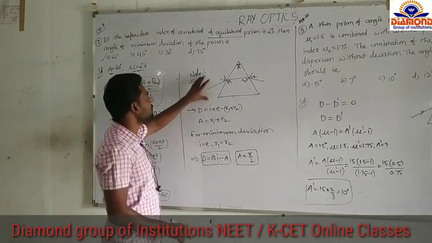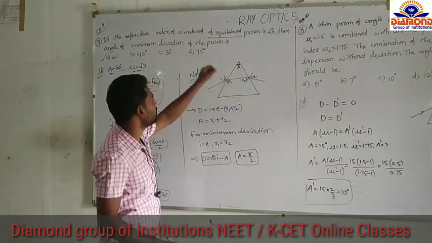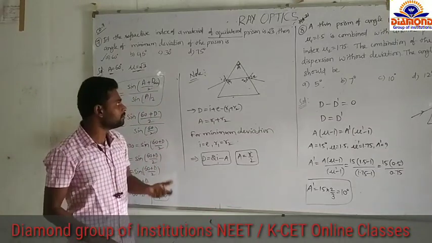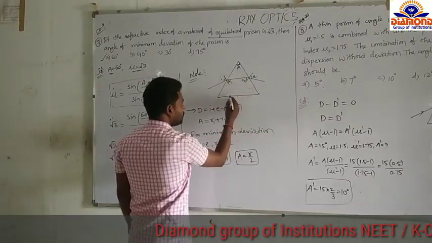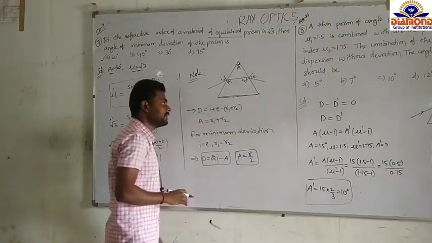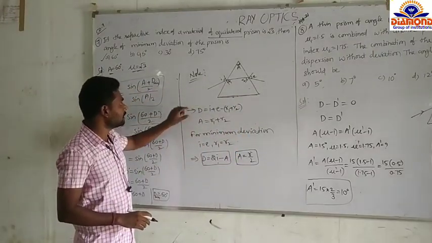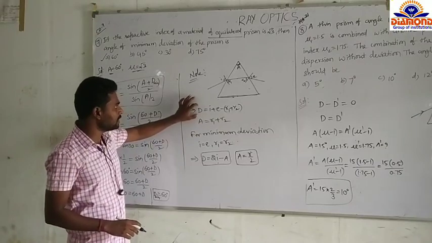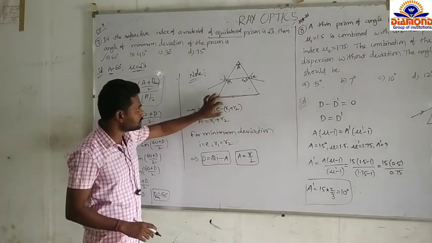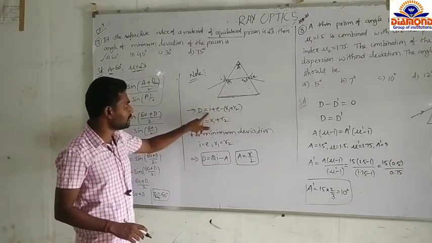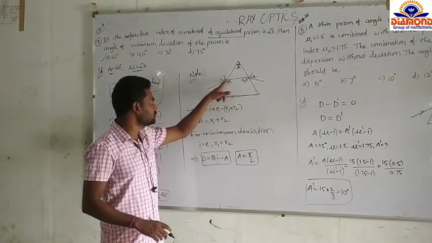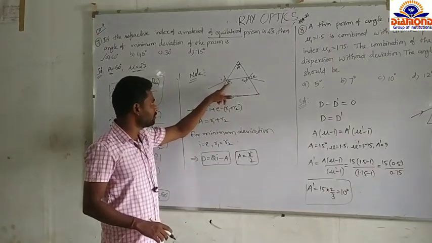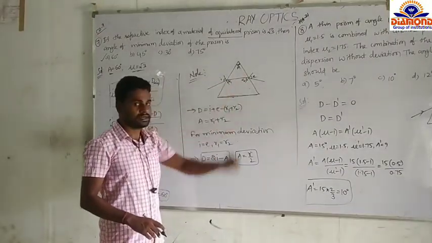And one more condition: if the triangle is an isosceles triangle or equilateral triangle, at minimum deviation the refracted ray in the prism is parallel to the base of the prism. Remember that. And in the general case, the deviation formula for the prism is D equals I plus E minus (R1 plus R2). Here I is the angle of incidence, E is the angle of emergence, R1 is the refracting angle at the first surface, and R2 is the refracting angle at the second surface.